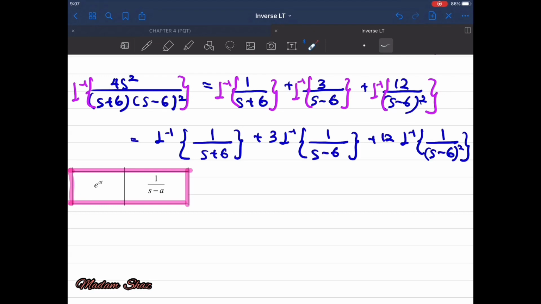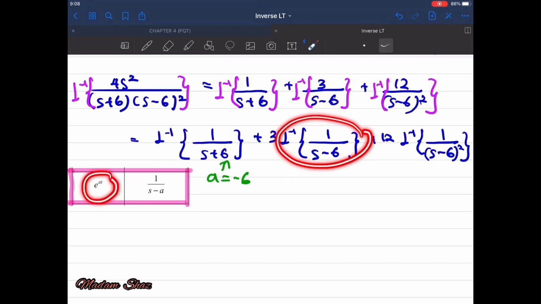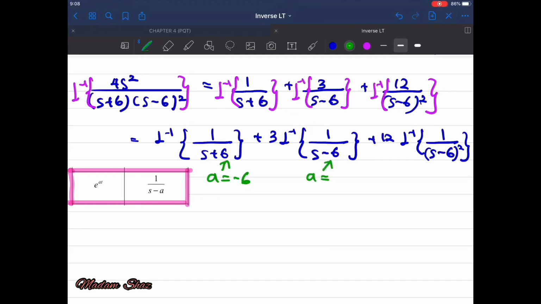By referring to the table, this one is suitable, whereby we have a constant 1 at the upper side and s with the power of 1 at the bottom. So the answer will become exponent of at. For Laplace inverse of 1 over s plus 6, you have to determine the value of a. Our a is equal to negative 6. For the second curly bracket, the same thing, the answer will become exponent of at, and our a here is equal to 6. But for the last curly bracket, we cannot directly change this to exponent of at because we have s minus 6 with the power on the outside. So for this one, we have to apply the first shift inverse Laplace transform.